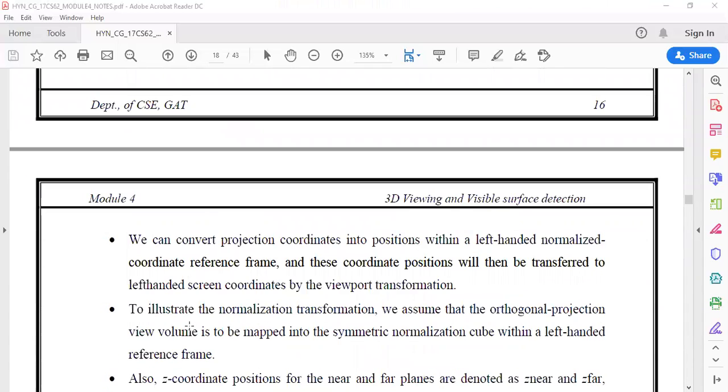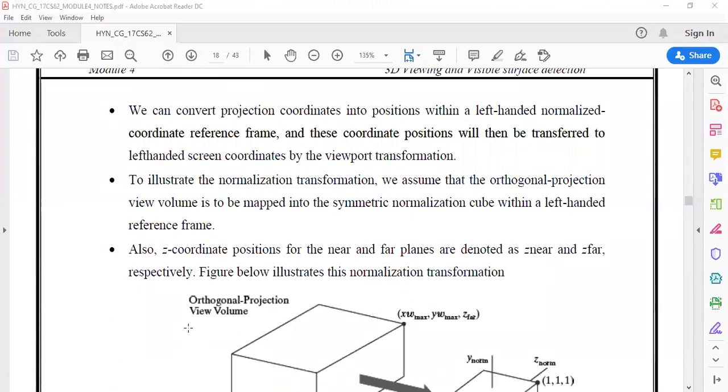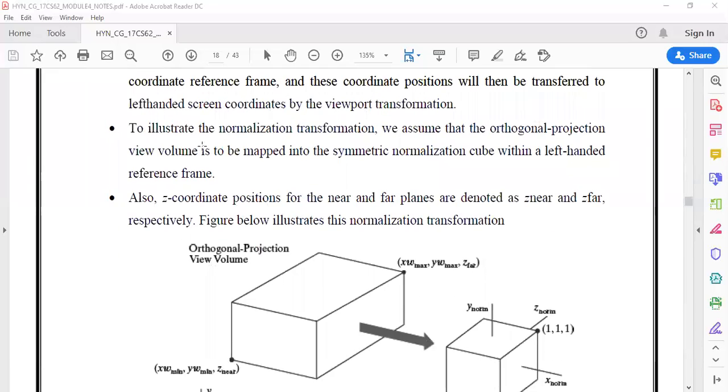We can convert the projection coordinates into positions within the left-handed normalized coordinate reference frame, and these coordinate positions will then be transformed to the screen coordinates by the viewport transformation. That means first we have to normalize, so that they will be converted into screen coordinates. Once we get the screen coordinates, then finally we convert them to the viewport coordinates.